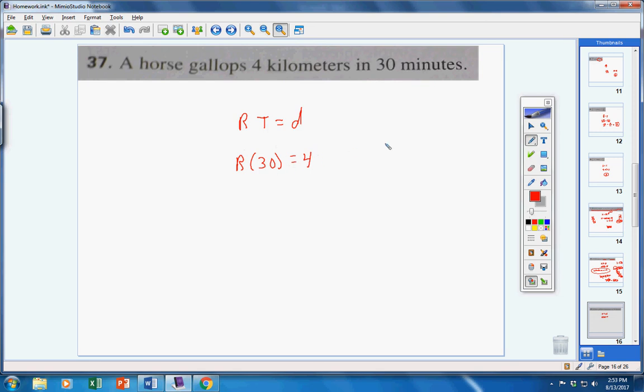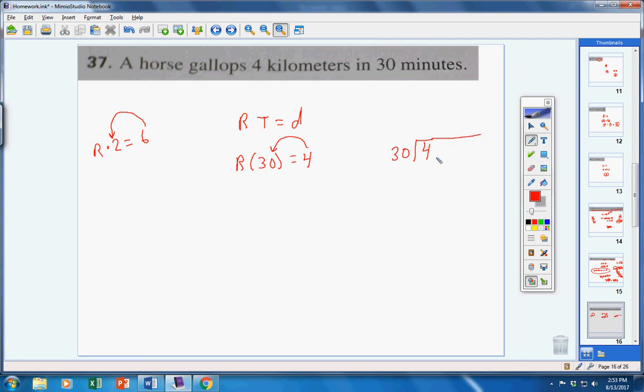That's not very easy to do, so just take 4 and divide it by 30. If you had R times 2 equals 6, you would know R equals what? 3, because 3 times 2 equals 6. Or in other words, you took this number here, 6, and divided it by this number here. So 4 divided by 30.